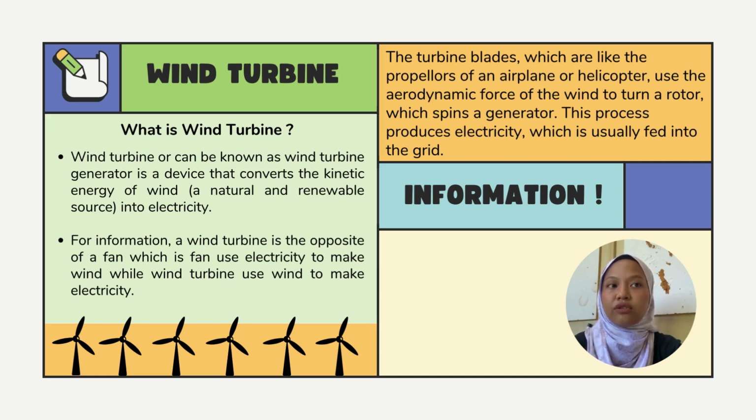For your information also, the turbine blades, which are like the propellers of an aeroplane or helicopter, use the aerodynamic force of the wind to turn a rotor, which spins a generator. This process produces electricity, which is usually fed into the grid.